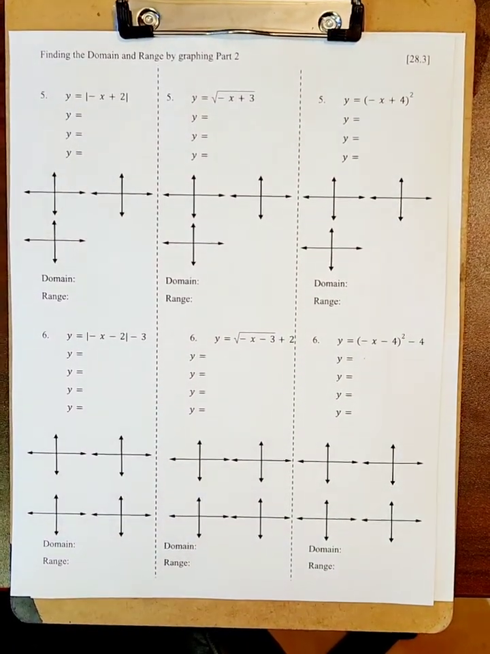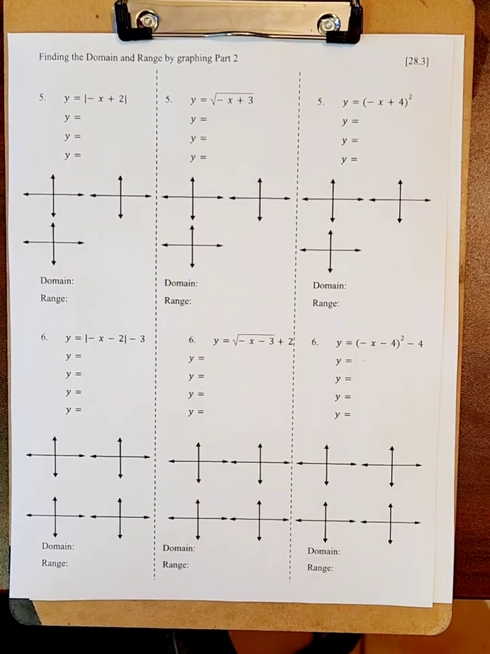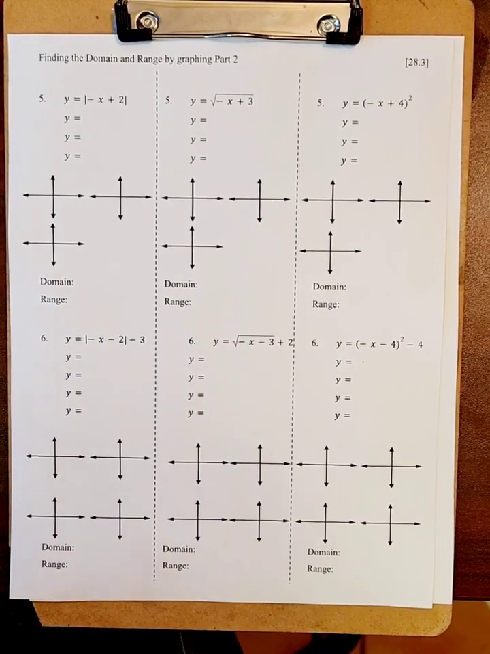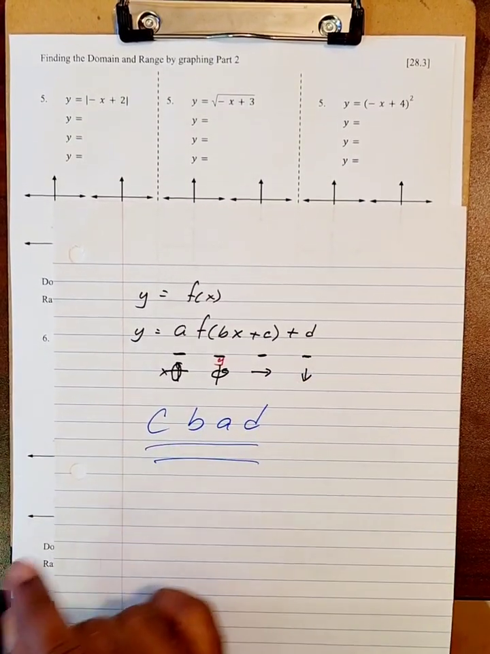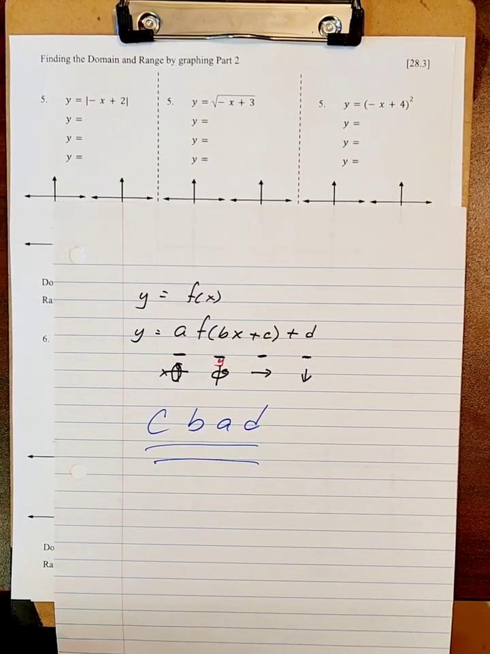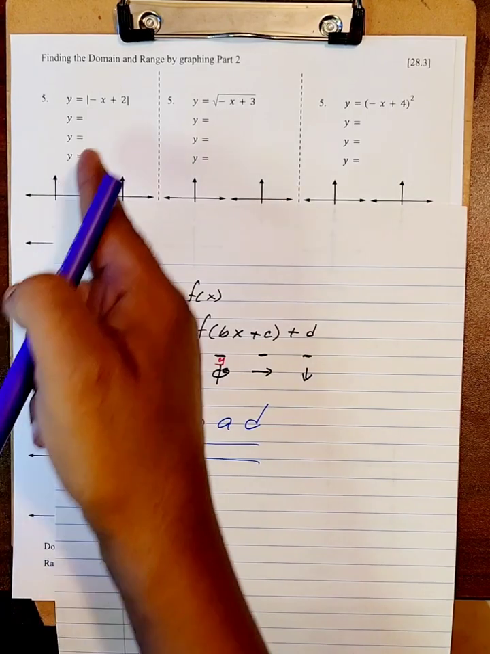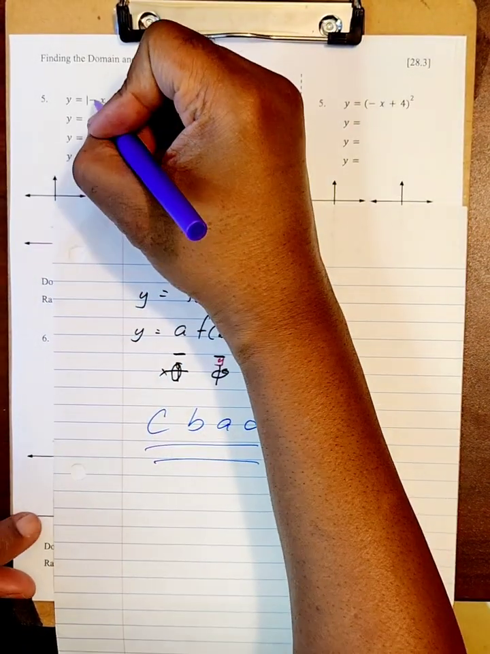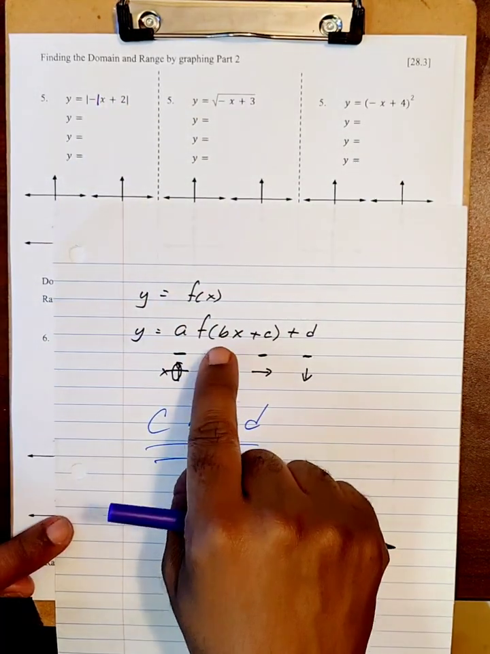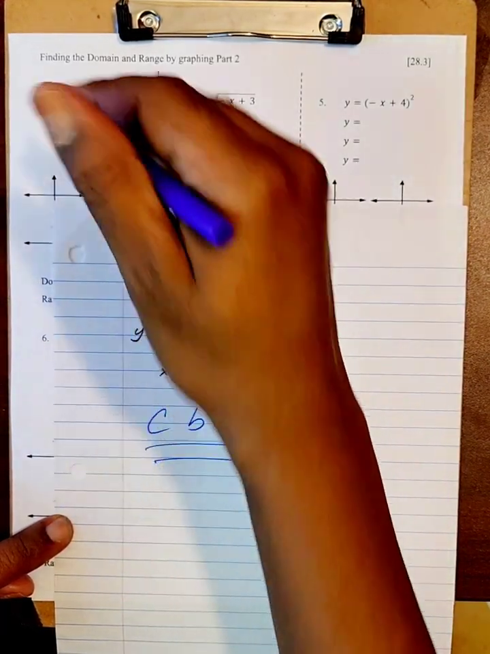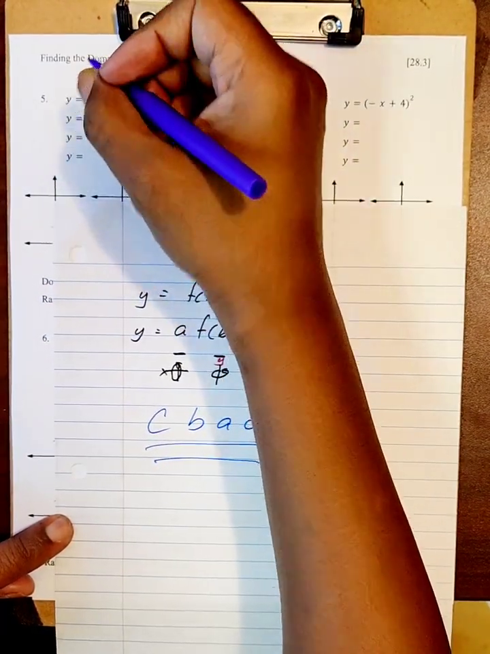28.3. We'll be finding the domain and range by graphing. First, we're going to identify all the parameters, being A, B, C, and D. Next to this negative, we're going to put a 1 behind that, and that helps us identify it as a B parameter. See, B is in front of the X. So we'll write this down as a B parameter.